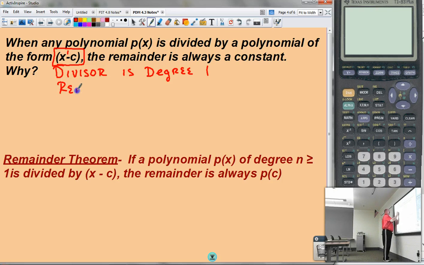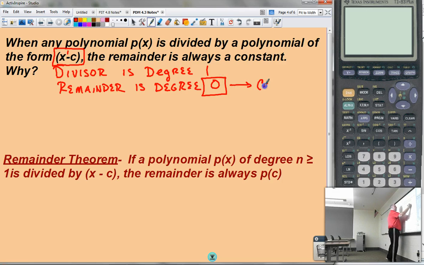Therefore, the remainder has to be a degree less than 1. Well, that means degree 0. And a degree 0 is just a constant because there are no variables. So if I am dividing by a linear divisor, my remainder has to be a constant. Okay? So then we get to the remainder theorem. I ask you, you write this into your notes.